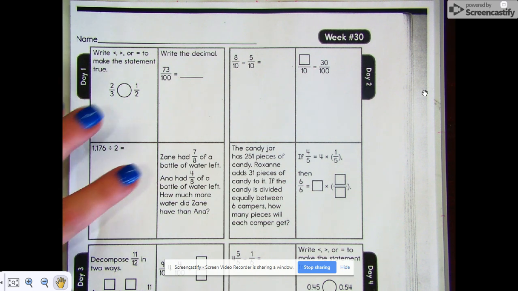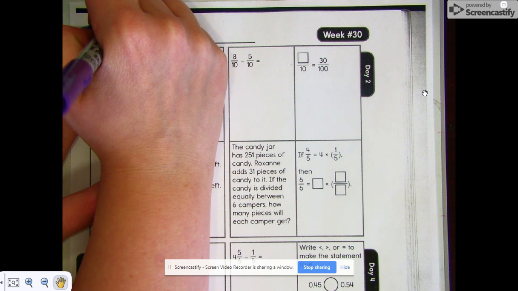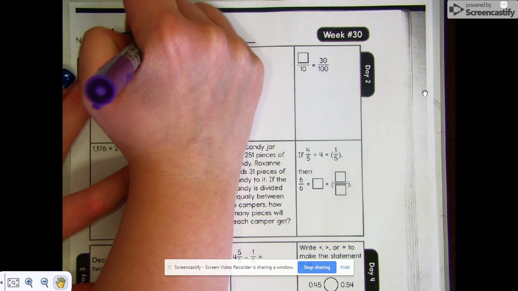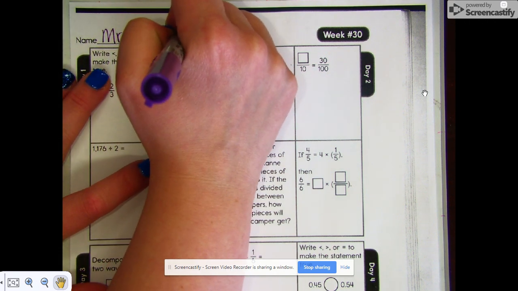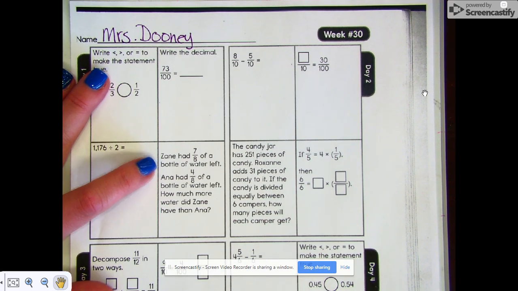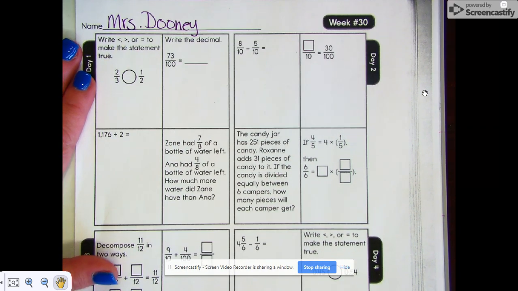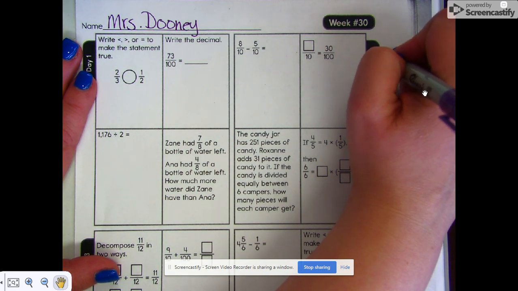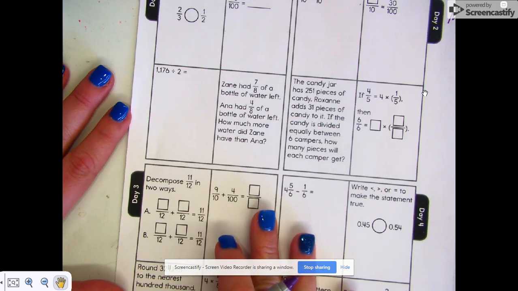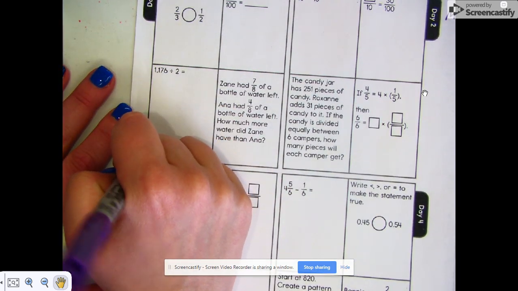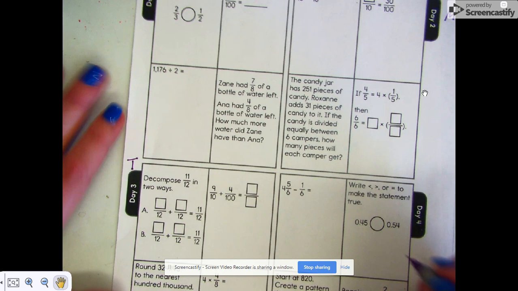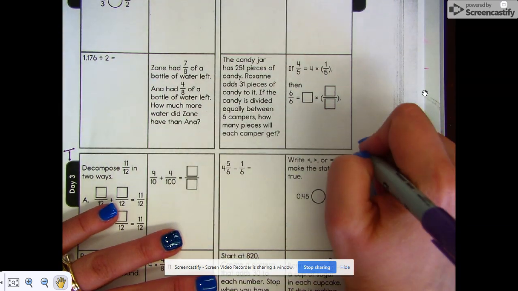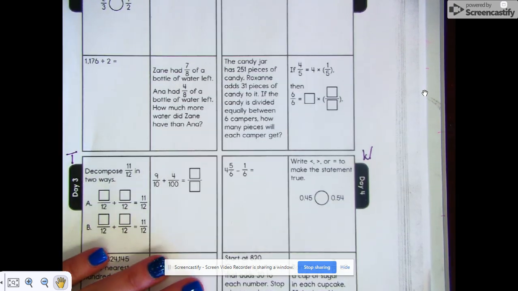I just wanted to take a moment to go over the Math4Today and what that looks like in our classroom. Usually always on Monday, your child and I will work on day 1 together. Day 2 is going to be homework for Monday night. Day 3 will be homework for Tuesday night. Day 4 will be homework for Wednesday night.